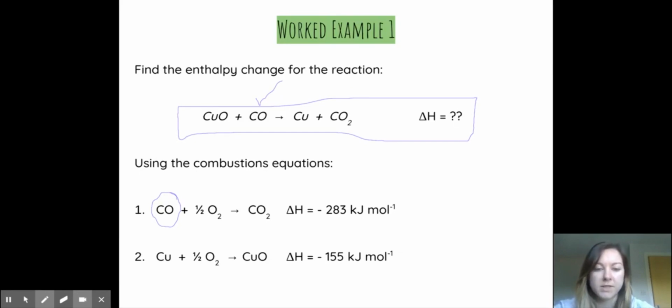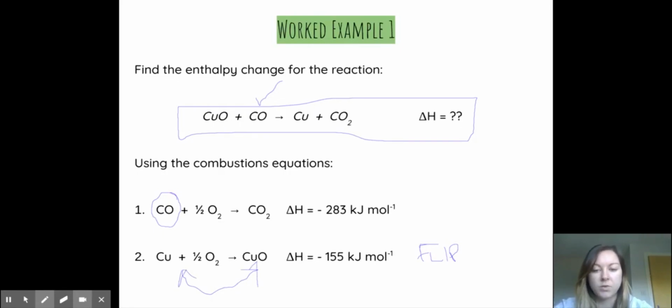So we've got copper oxide here. Now, if we look at equation 2, our copper oxide is not on the side of the equation that we want. Therefore, we're going to have to flip equation 2. So I'm just going to write at the side here, flip. That means that what was originally on the left will be on the right and vice versa.